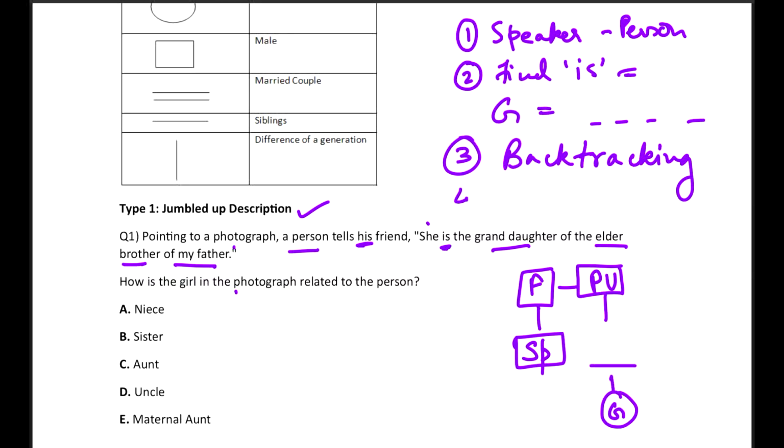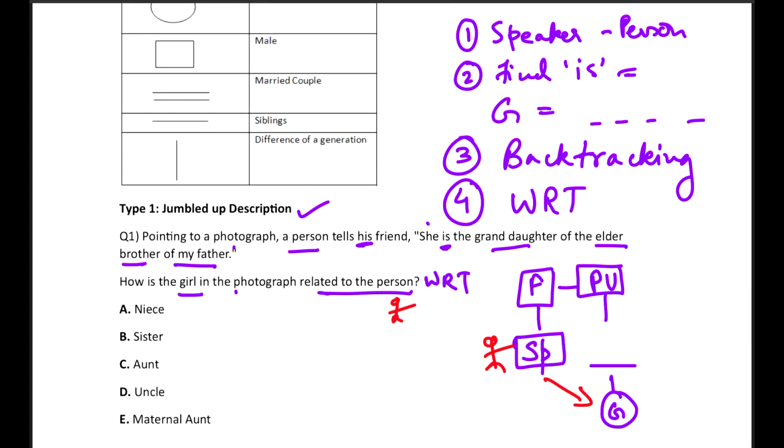Now, the fourth and the most important part, technically, is to find out "with respect to" in the question. With respect to means read the question carefully. How is the girl related to the person? Always read the last part of the question. Related to the person means with respect to the person. So, assume that you are the person, and if you are the person or the speaker, then how are you going to call that girl? You have to go one generation down and call her a niece.